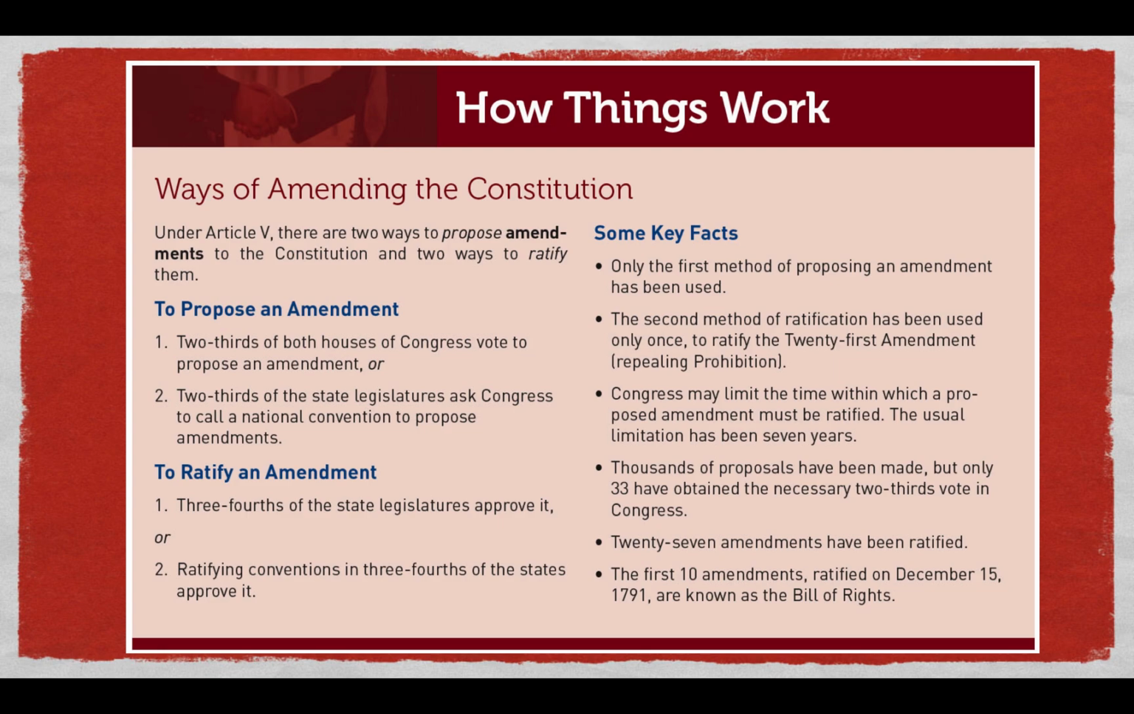Other ways: 2/3 of the state legislators ask Congress to call a national convention to propose an amendment. That does not happen. The state legislators, 2/3 of them, would have to get together and want a convention, and they could do it that way. Another way is 3/4 of the state legislators approve it.